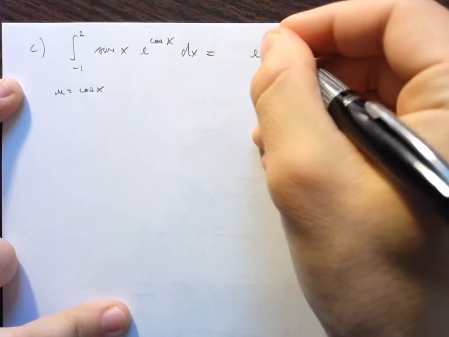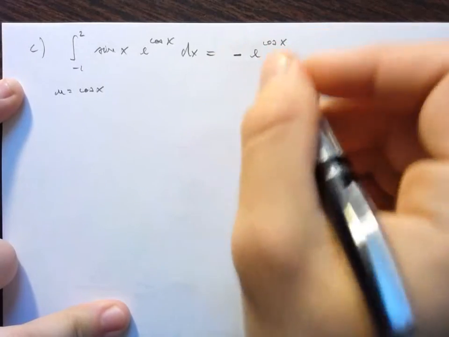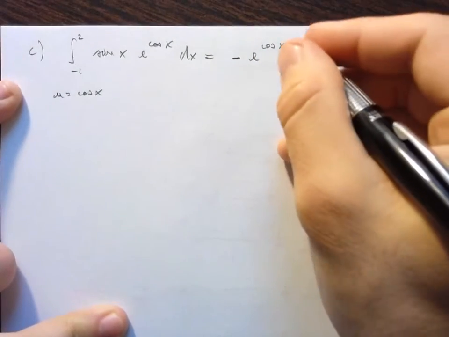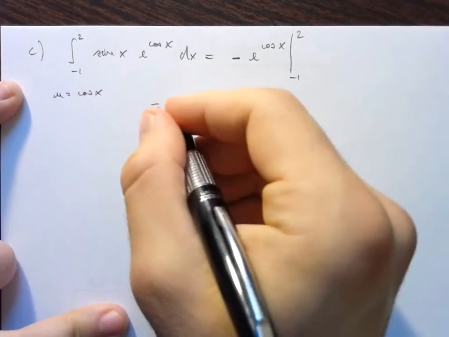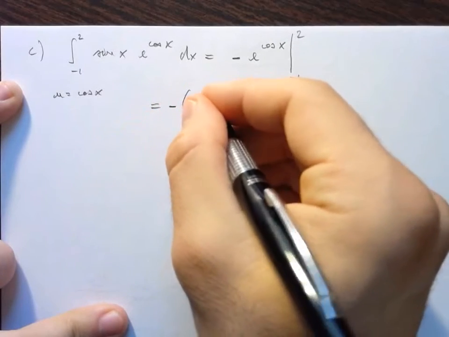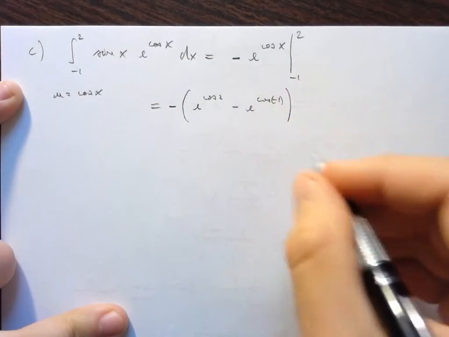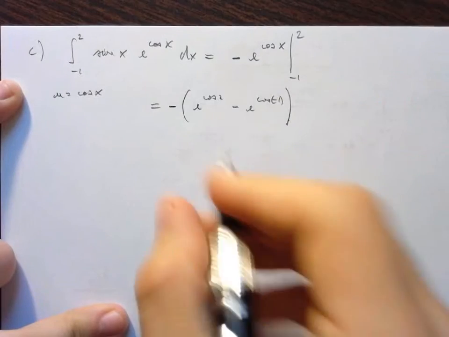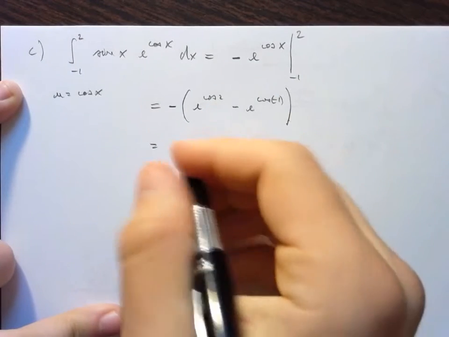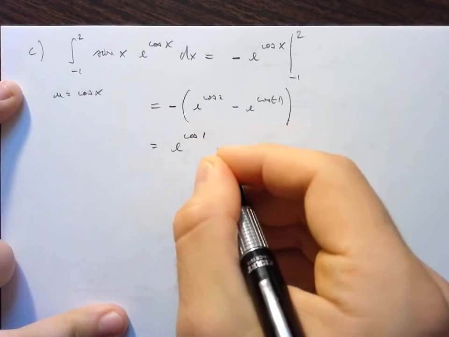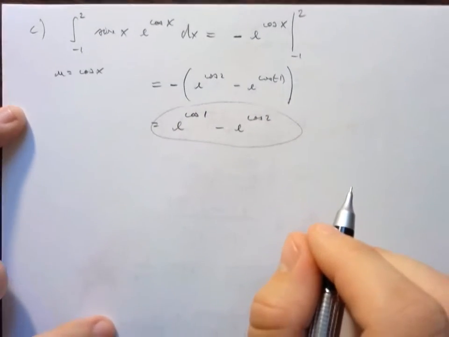So this should be e to the cosine of x. When I take the derivative of this is e to the cosine times negative sine, so I have to fix that by adding a minus in front. And I'm evaluating this between -1 and 2. So this should be negative e to the cosine of 2 minus e to the cosine of -1. And because cosine is an even function, I can simply write it as cosine of 1. So this is, once I distribute the negative sign, it's e to the cosine of 1 minus e to the cosine of 2, and that's the answer for part C.